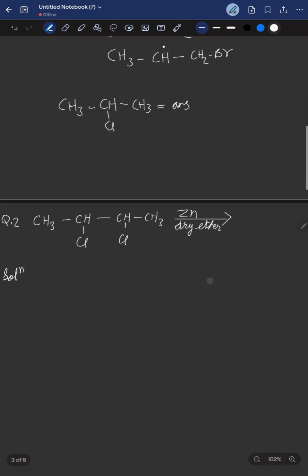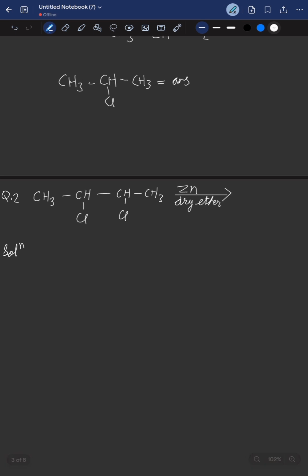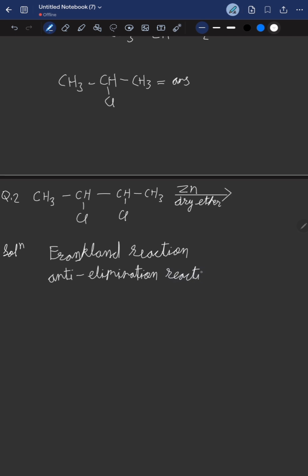Next question. Here it is 2,3-dichlorobutane with zinc. Now this reaction is called the Frankland reaction. It is an anti-elimination reaction. So it would remove the 2 chlorine atoms, leaving a double bond, which leads to the formation of butene.